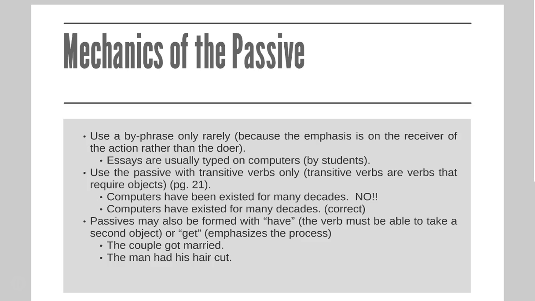And then the second sentence is an example of the passive with have. So the man had his hair cut. So have, and then you have some object, his hair, and then cut.